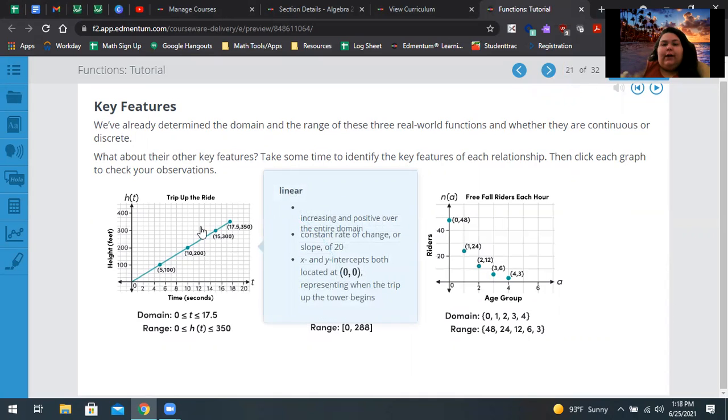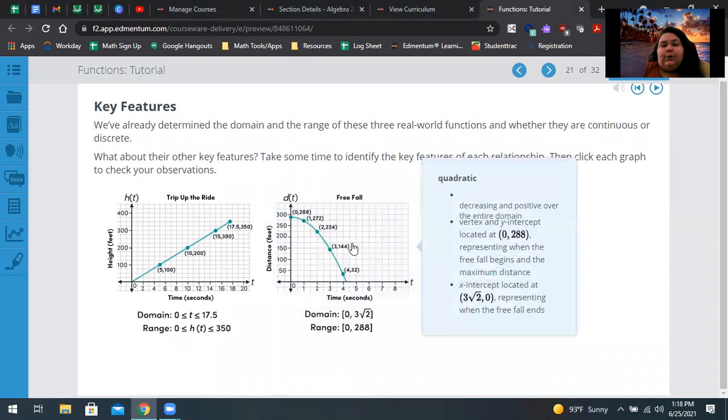So we click on each graph. They're telling us it is a linear function. It's increasing and positive over the entire domain. They do have a slope, and they listed the slope for us. So when we have linear functions, we will be stating the slope. It does say that they have an x and y intercept. If it's at the point 0, 0, it's listed technically as both the x-intercept and the y-intercept, and that's the only intercept we have.